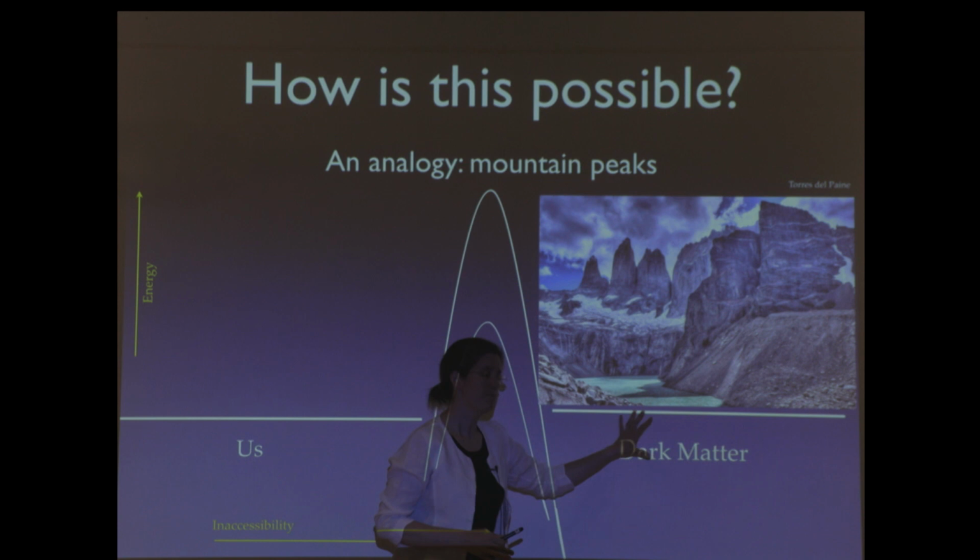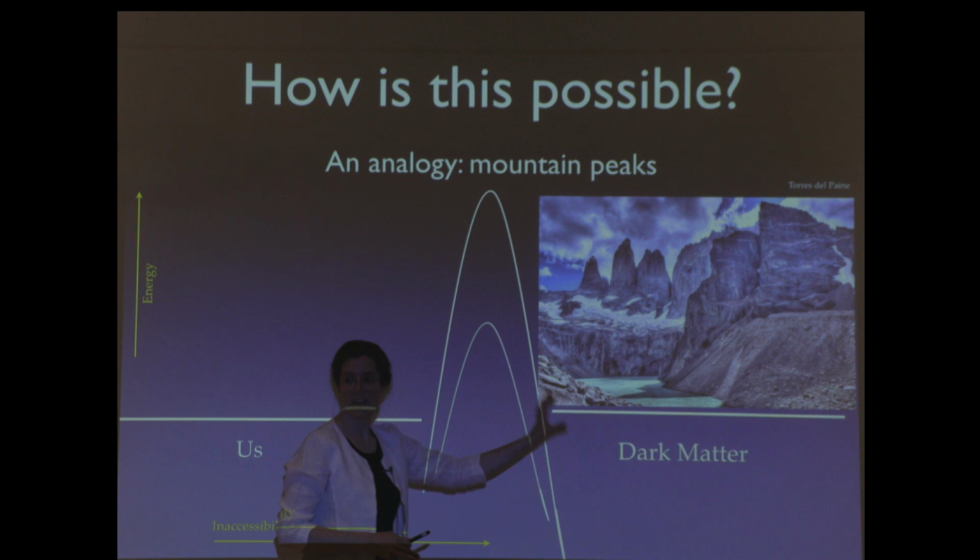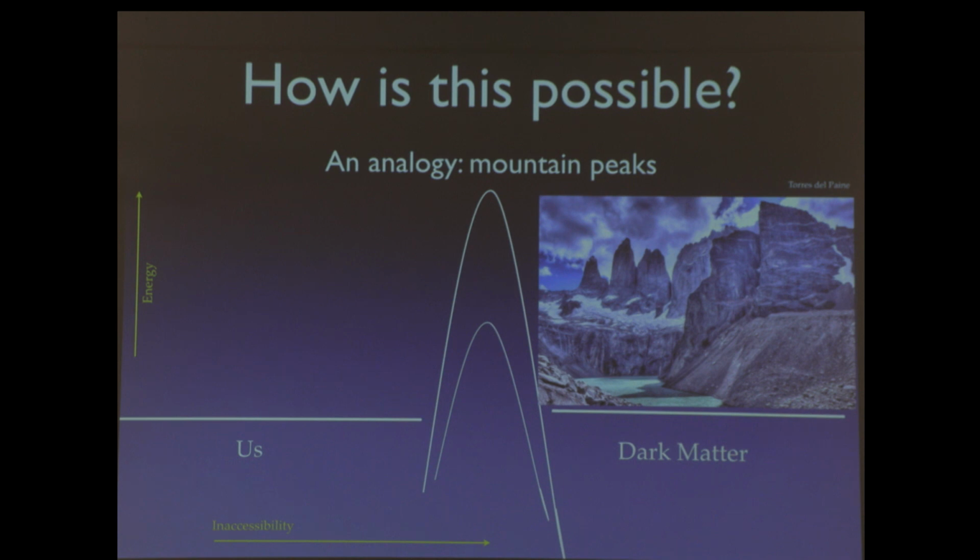Now we know that the dark matter interacts with us through gravity. Gravity is actually a very, very weak force, but we know that it communicates with us through one of these peaks, which is gravity. What we'd really like to do is to find a lower peak. We'd really like to find a lower pass that allows us to access the dark matter without taking quite so much energy. And because it doesn't take quite so much energy, we're going to be able to learn more about what the dark matter is.